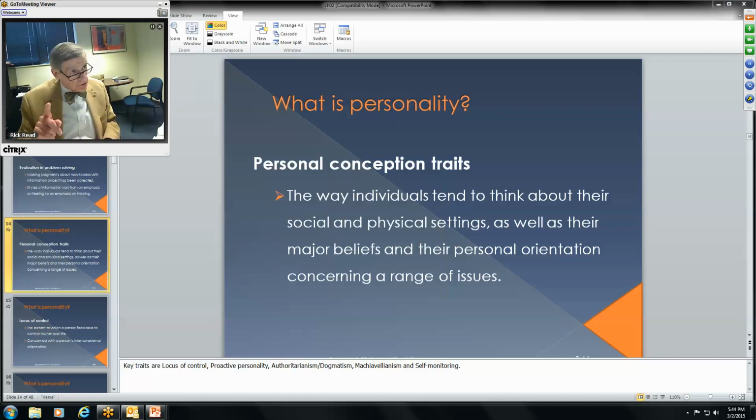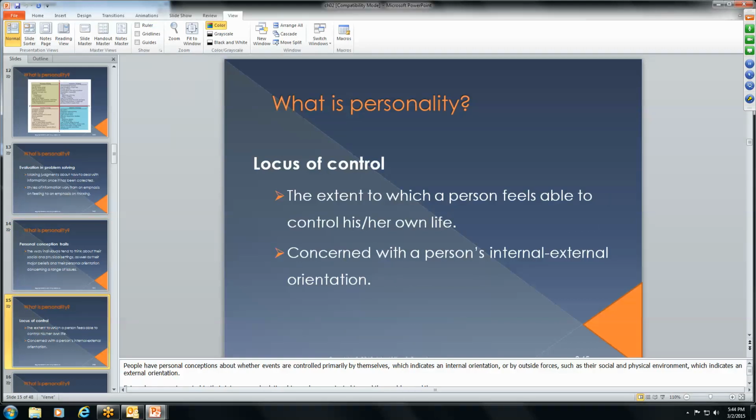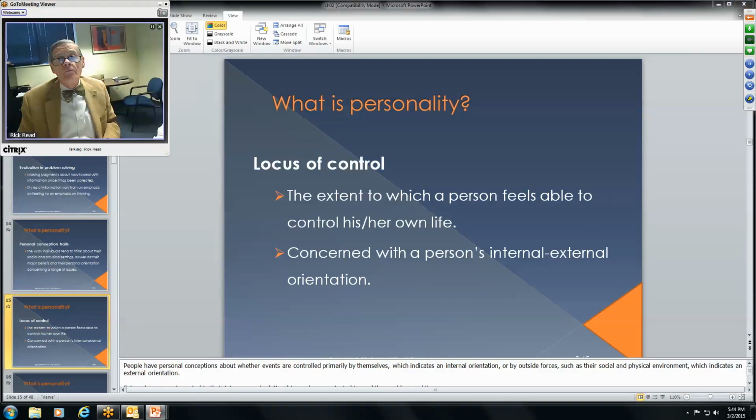Locus of control simply means whether or not you feel like you're in control of what's happening to you. Or do events over which I have no control, the outside environment, make me do certain things? I think most of us want to say we're in control of ourselves, but we do know that there are times when events happen outside of our control that cause us to behave differently.